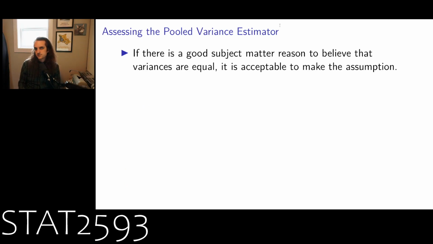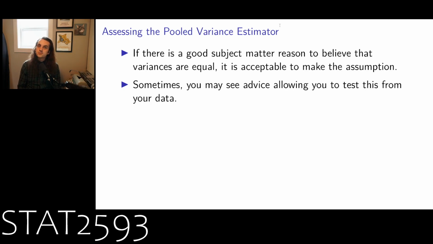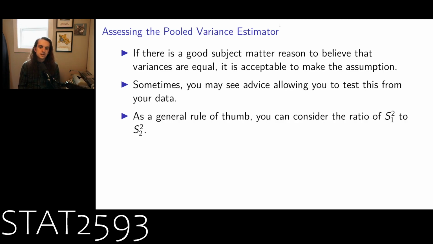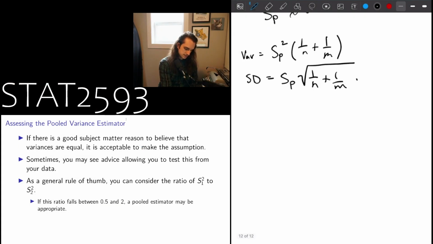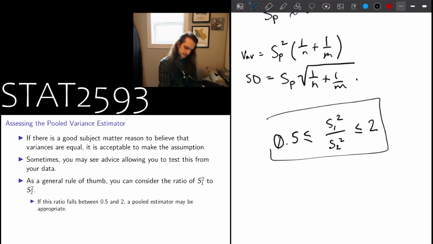Now, in order to make the assumption of a pooled variance estimator, there has to be a good subject matter reason to believe that the variances are equal. There would have to be some underlying justification for why these two groups should have equal variances. Sometimes you're going to see advice that says you can test this from your data. As a general rule of thumb, some people will say that if you consider the ratio of S1 squared divided by S2 squared, and this ratio falls between 0.5 and 2, then the pooled estimator may be appropriate. In particular, if 0.5 is less than or equal to S1 squared divided by S2 squared, which is less than or equal to 2, then you can use the pooled variance estimator. Now, I'm going to advise against this as a general rule of thumb.